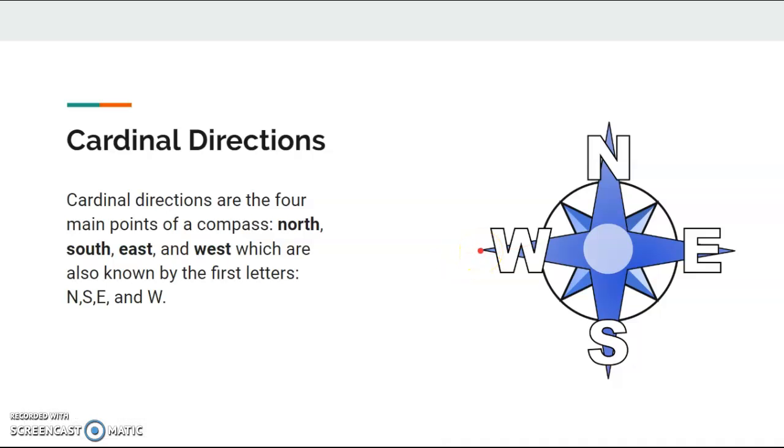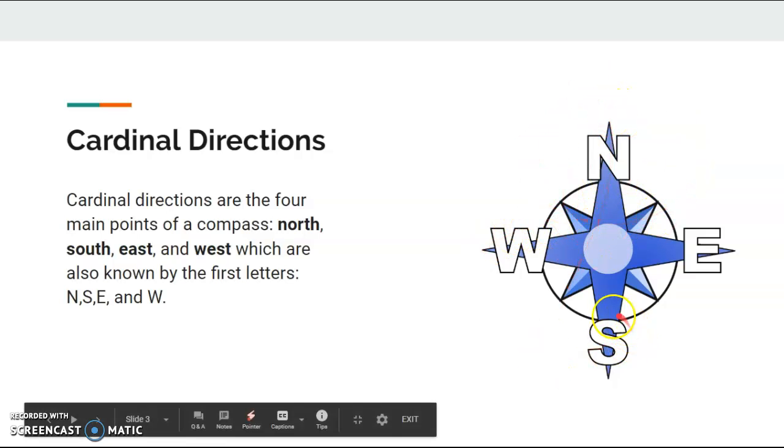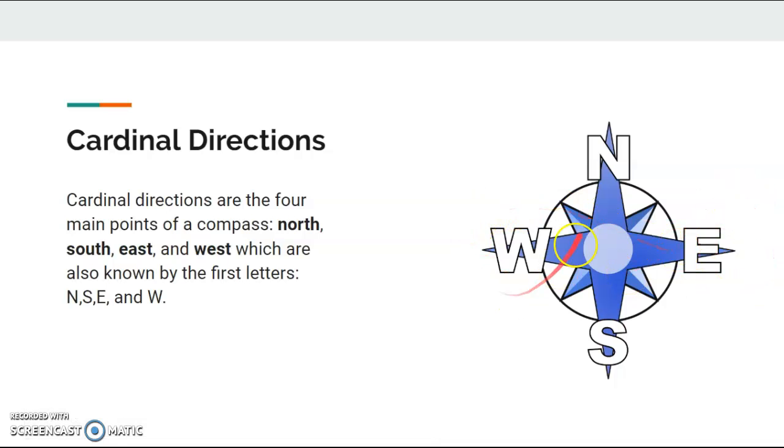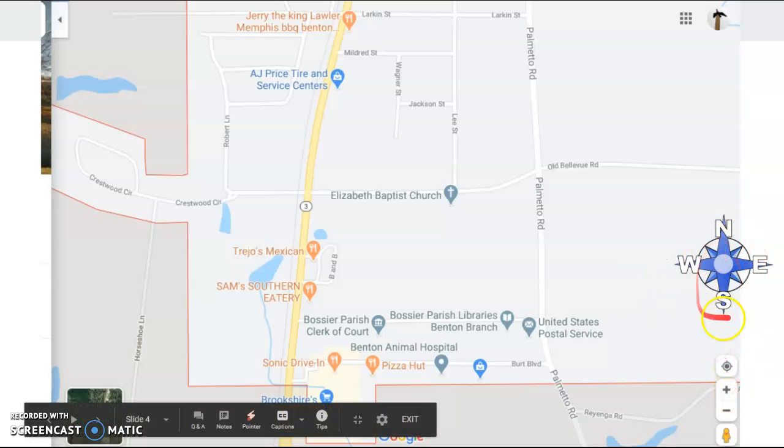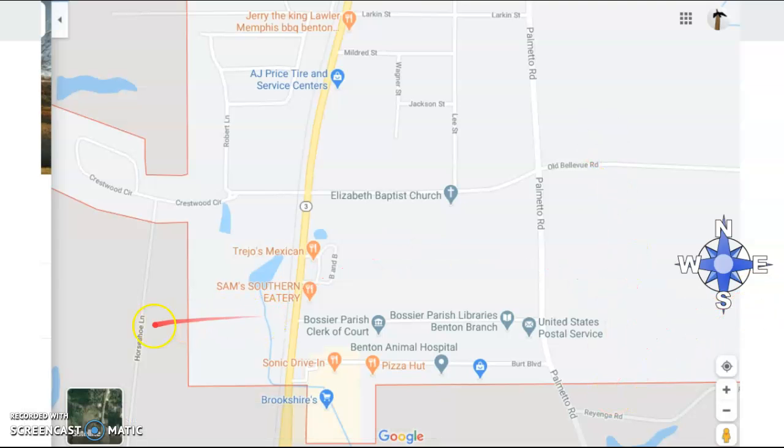And I know when we went over these earlier this year, Miss Barr put those signs in our classroom. But then when we changed classes, we didn't put those new signs up. But we'll have them up next year. But if we look, we have north, we have south, we have east, and west. And all of these directions kind of lead us different places and can tell you where things are in comparison to other things. So we're going to look at a map of Benton. And right here I have my compass rose to kind of give me an idea of what's north, what's south, what's east, and what's west.